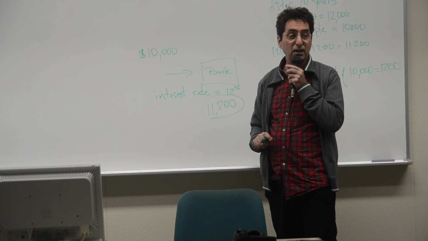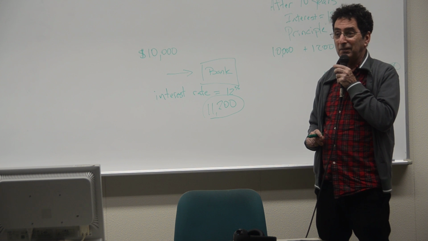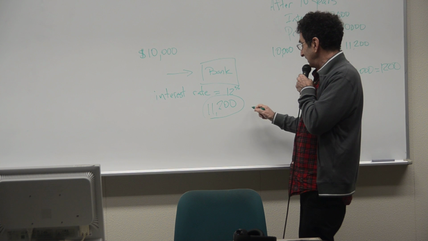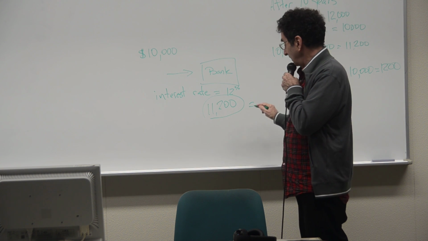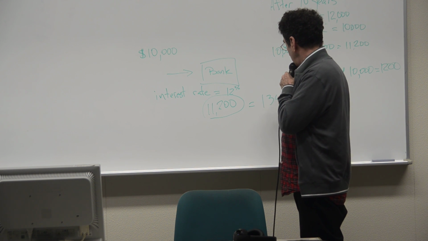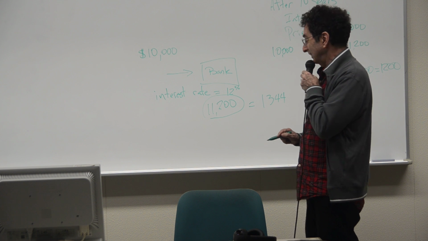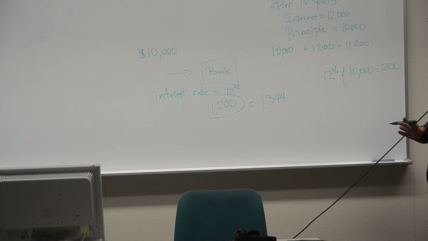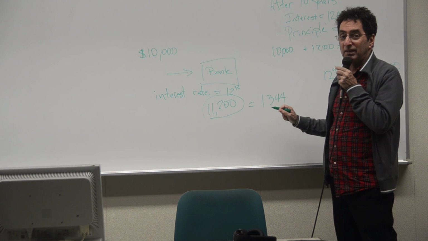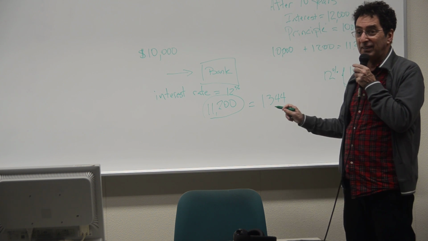Anybody super quick at doing that? No. What? Can you say it louder? 1,344. Now I just want to ask you one thing. Did you do that in your head or on a calculator? Okay, no problem, good. I mean, good or bad, I'm not sure. But anyway, that's the number in the second year. So it's not 1,200 anymore, it's this.